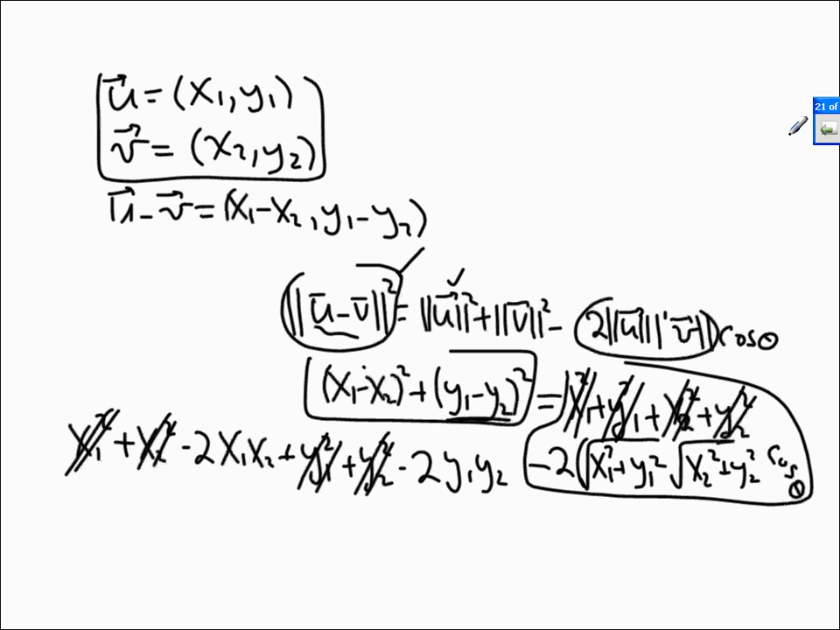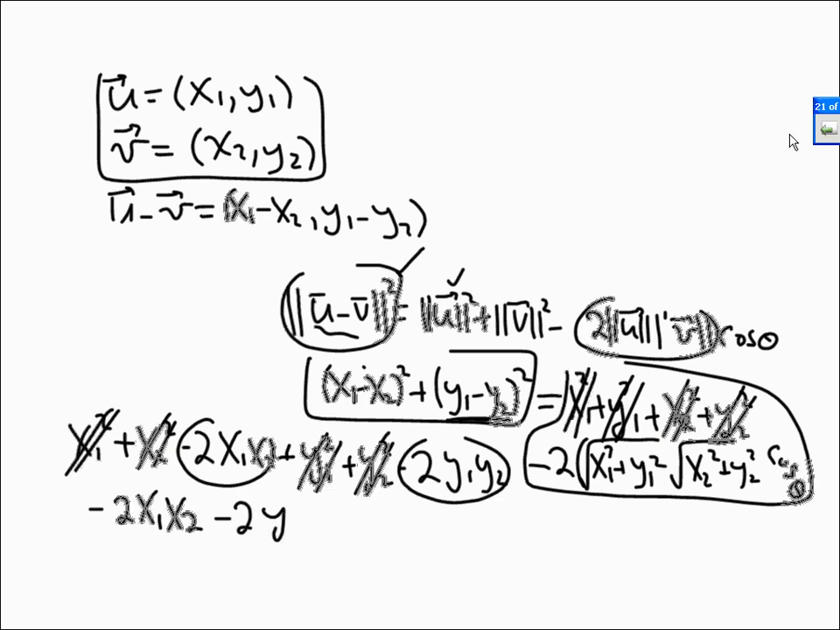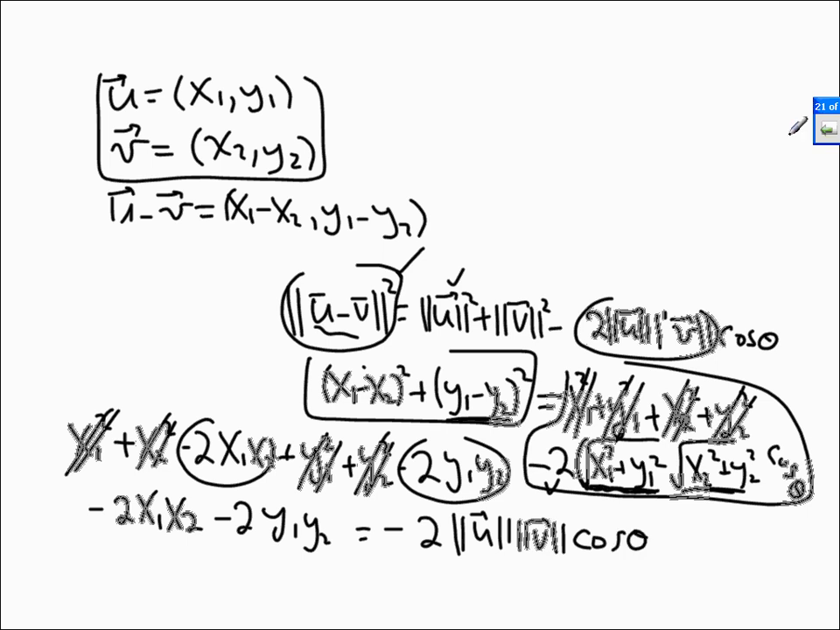Okay. So what's left over on the left side is negative 2 x1, x2 minus 2 y1, y2. And this is equal to negative 2. And you know what? Instead of FOILing that, instead of writing the square root of x1 squared plus y1 squared, that's just the length of u, times this, well, that's just the length of v, times the cosine of theta.